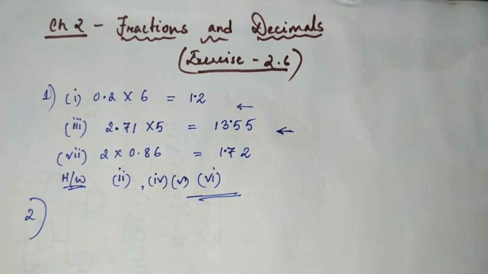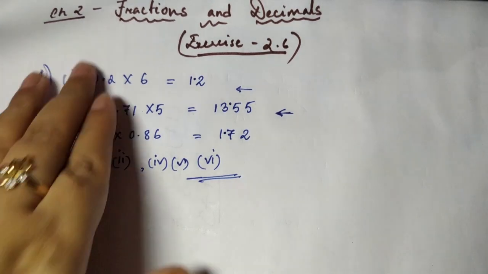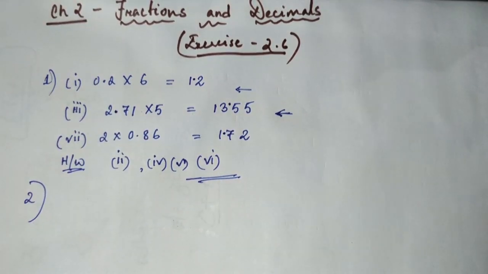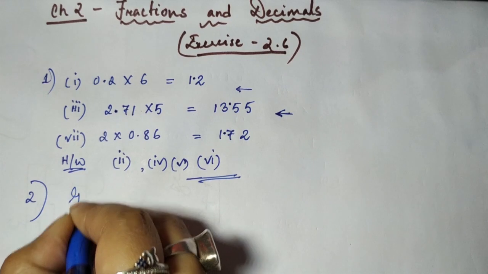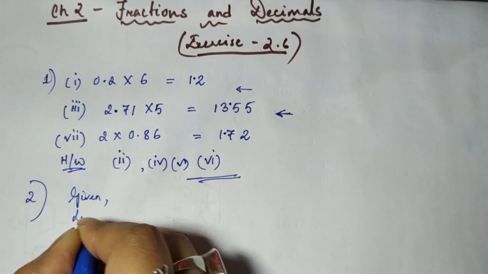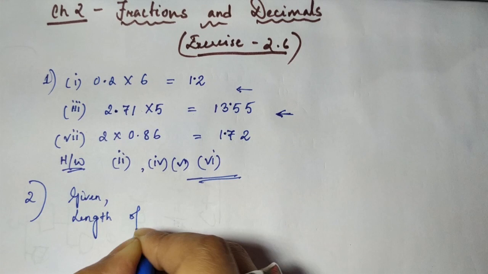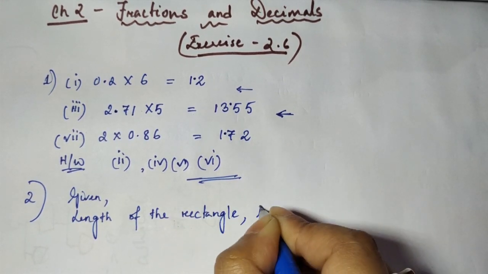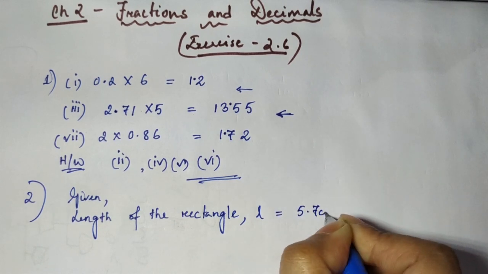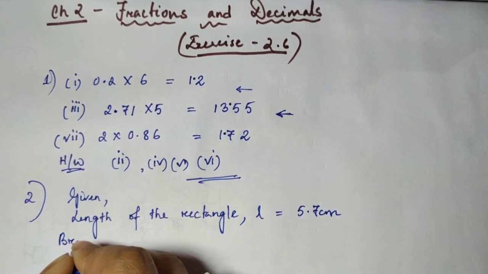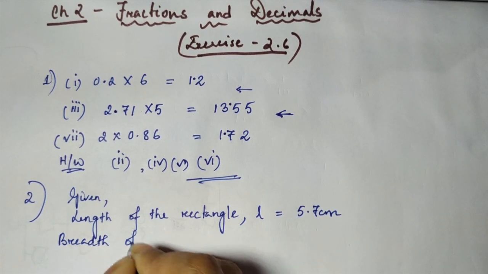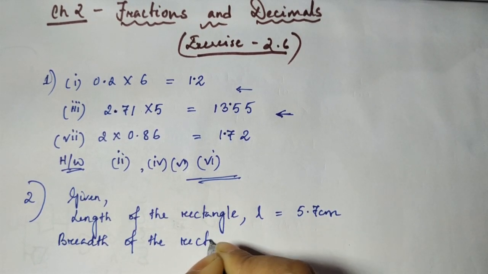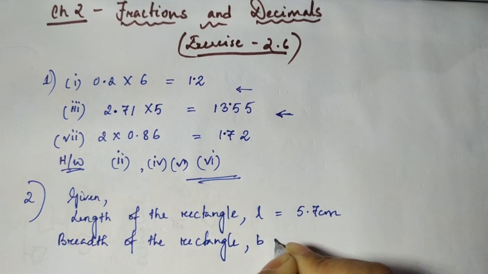In this you have, find the area of a rectangle whose length is 5.7 cm and the breadth is 3 cm. So how do we find the area of a rectangle? Length into breadth. So let us write down what is given here. Given: length of the rectangle, we can denote it by capital letter L, is given as 5.7 cm. Breadth of the rectangle, B, is given as 3 cm.